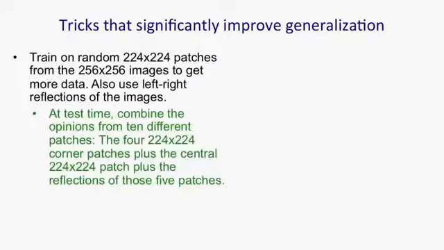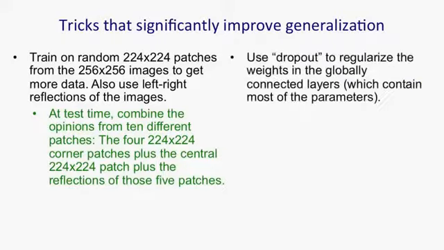At test time, he doesn't just use one patch. He uses a number of different patches. The 4 corners, the middle, that gives him 5, and then the left-right reflections of all those, that gives him 10. He runs all 10 through the network and then combines their opinions. In the top layers, where most of the parameters are, he uses a new regularization technique called dropout, which is very effective and stops the network overfitting. That's worth several percent in his results.